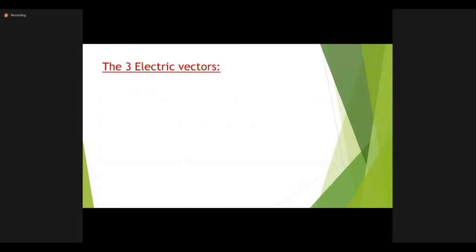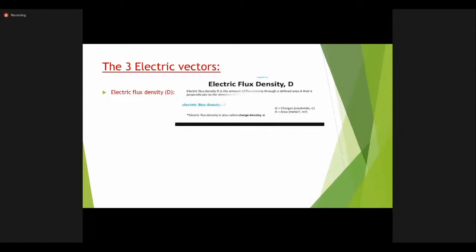Next, there are three electric vectors you need to remember. Electric flux density, given by D. It is the ratio of charge by area, the total amount of charge enclosed in a specific area, Q by A, is called electric flux density. So units will be coulomb per meter square. D is electric flux density, Q is charge divided by area.